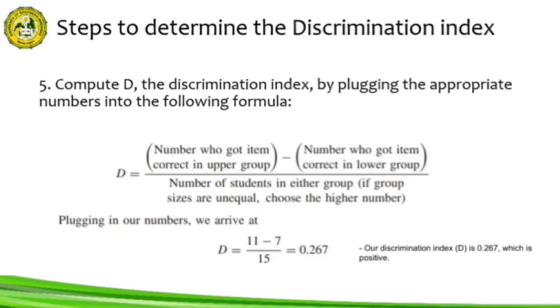So the formula is D is equal to the number of students who got the correct answer in the upper group, minus the number who got the item correct in the lower group, divided by the number of students in either group. If group sizes are unequal, choose the higher number. Plugging in our numbers, we arrive at D = (11 - 7) / 15 = 0.267. So our discrimination index is 0.267, which is positive. So our item has a positive discrimination.